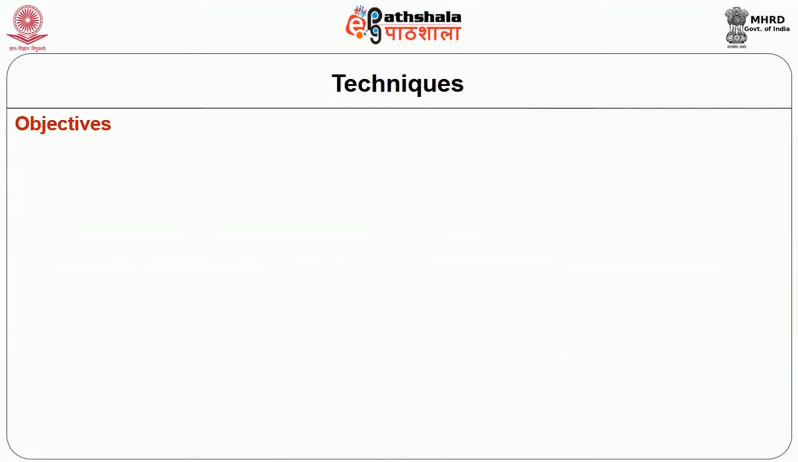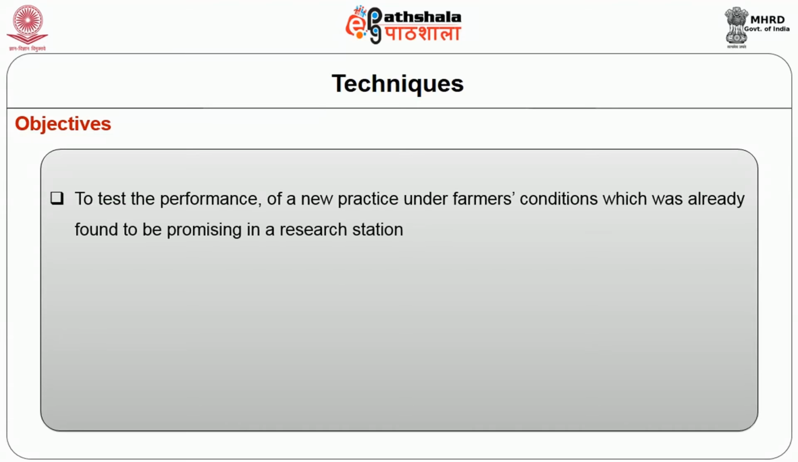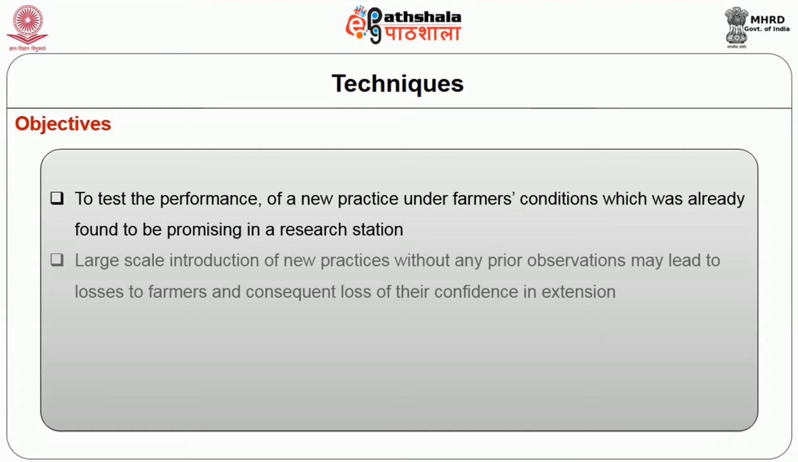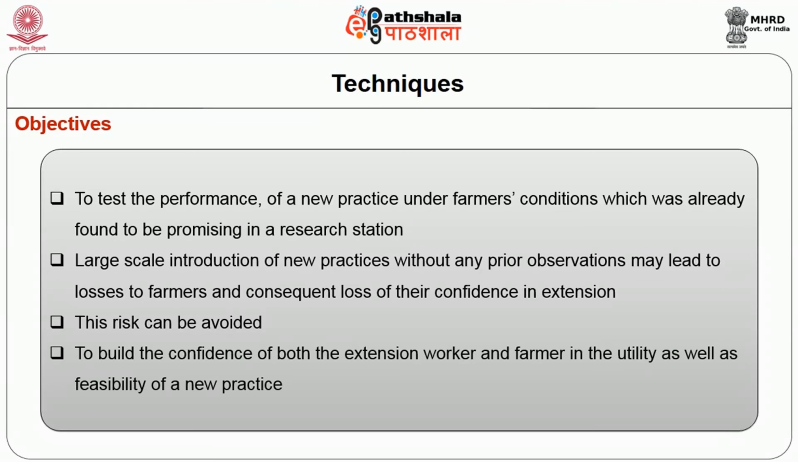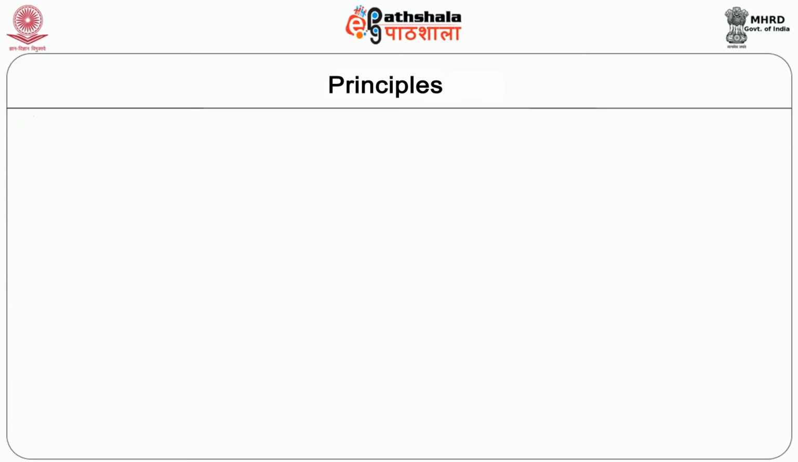The objectives of the observation plot are: number 1, to test the performance of a new practice under farmers' conditions, which was already found to be promising in a research station. Number 2, large scale introduction of new practices without any prior observations may lead to losses to farmers and consequent loss of confidence in extension. This risk can be avoided. Number 3, to build the confidence of both the extension worker and farmers in the utility as well as feasibility of a new practice. Then coming to the principles of the observation plot.